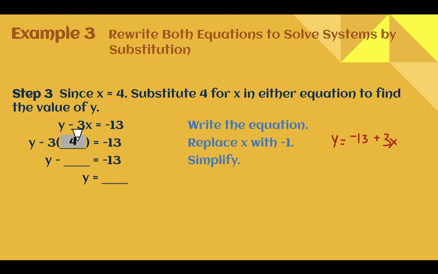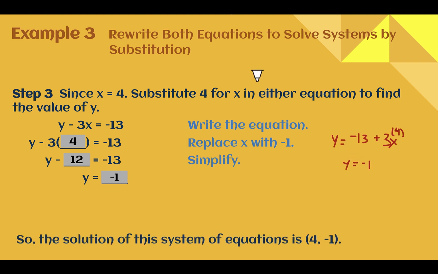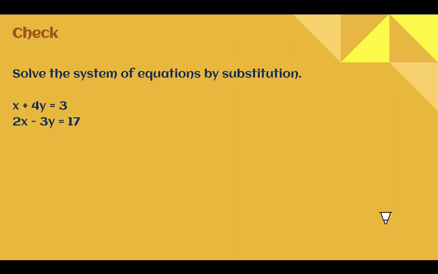So plug in 4, y minus 3 times 4 is 12, so y minus 12 is equal to negative 13. Adding 12 to both sides, I would find y is equal to negative 1. If I did 4 over here as well, I can still find y is equal to negative 1. So either way, in this system, x was equal to 4, y was equal to negative 1, so you should have written this coordinate.